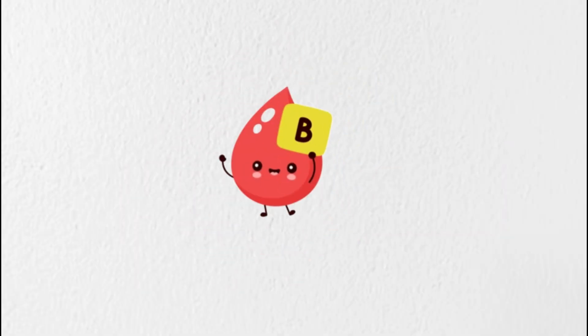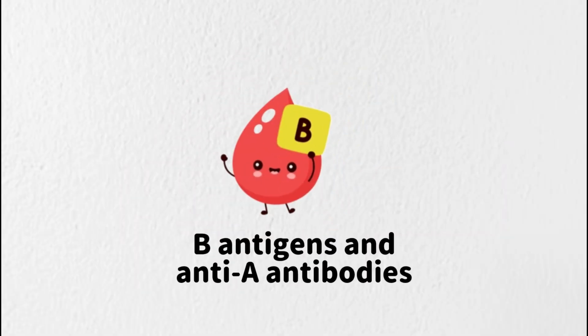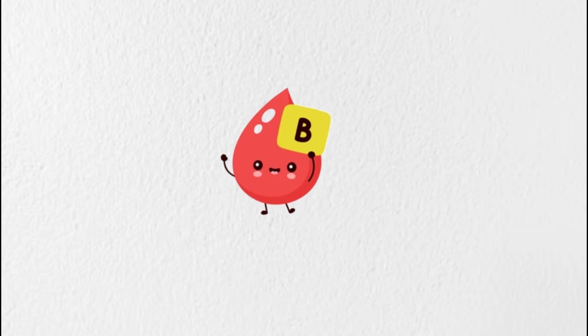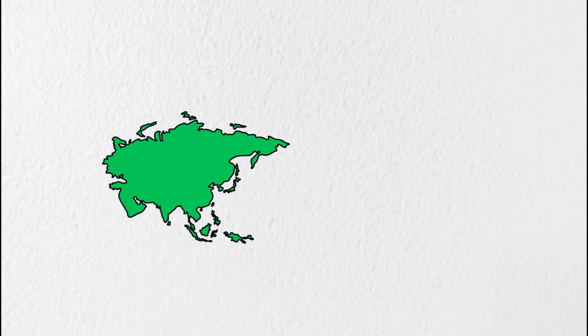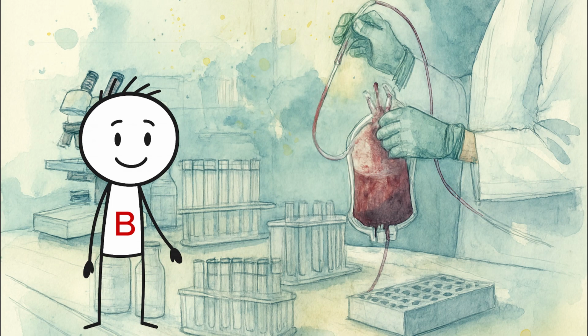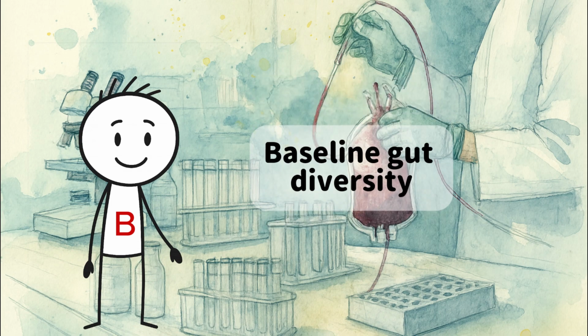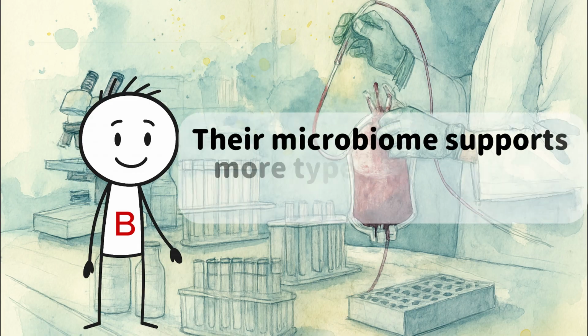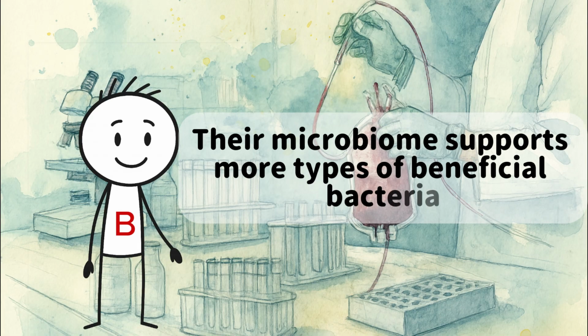Type B displays B antigens and anti-A antibodies. It clusters geographically, common in Asia and North India. It likely evolved under unique regional infection pressures. People with type B often have higher baseline gut diversity. Their microbiome supports more types of beneficial bacteria.